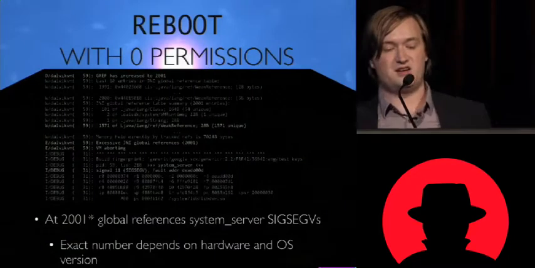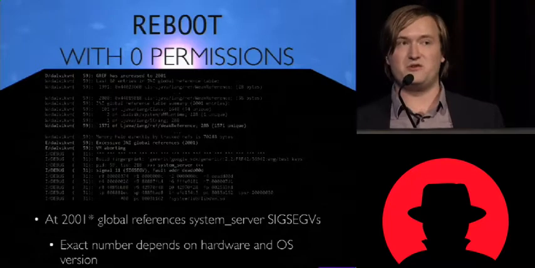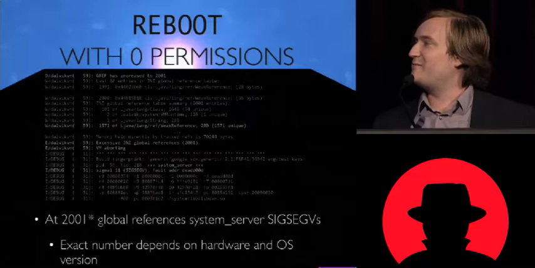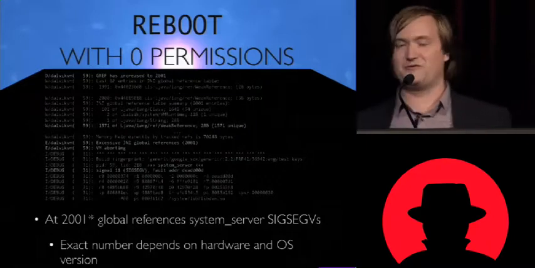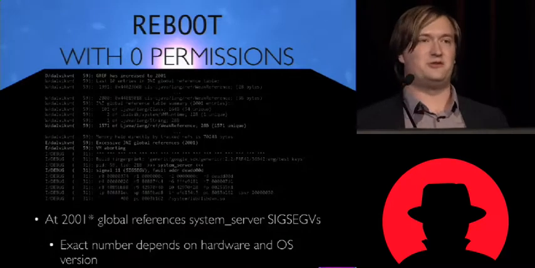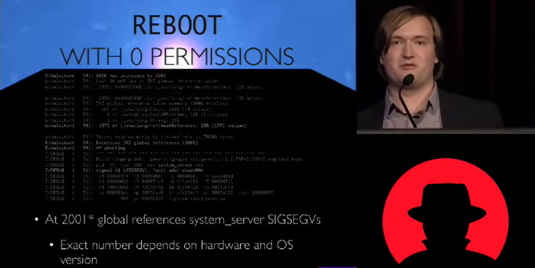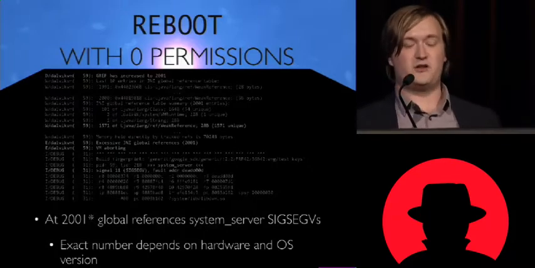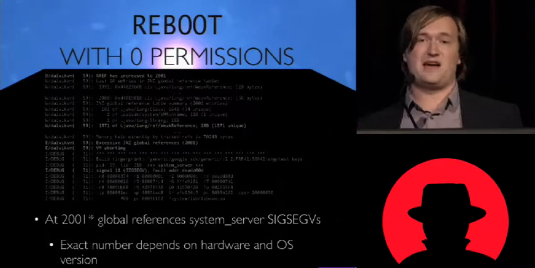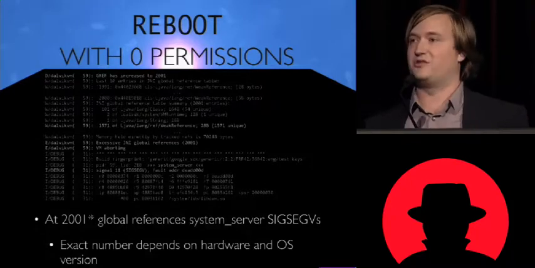And as you can see, at 2001 global references, the system says, "I can't let you do that, Dave," and crashes with a SIGSEGV. The actual number of references depends on the phone, but we found 2001 is almost every phone. System server crashes and the phone reboots. All in all, that process takes about 20 seconds from when you display the first toast. So any app with no permissions can cause a phone to reboot within about 20 seconds of launching.